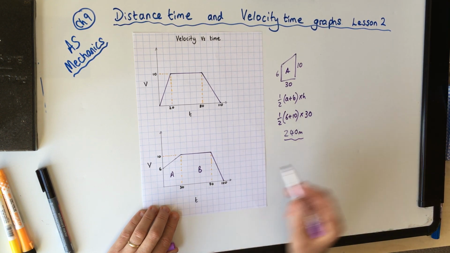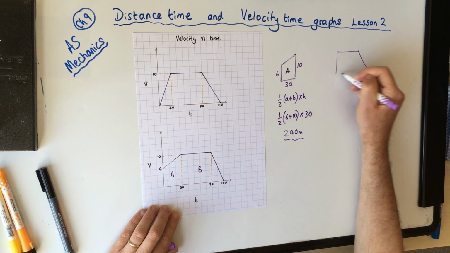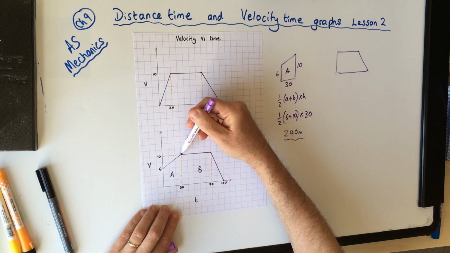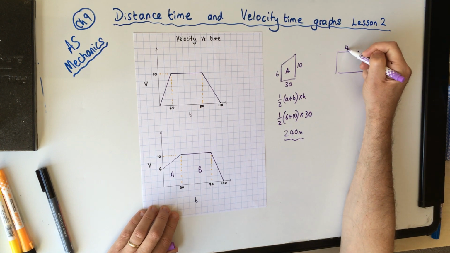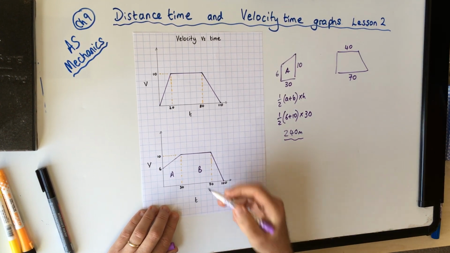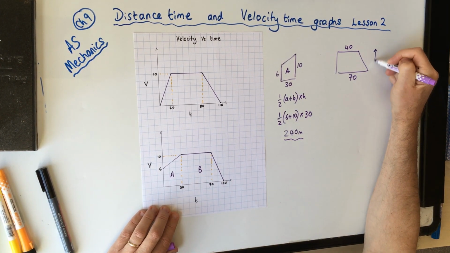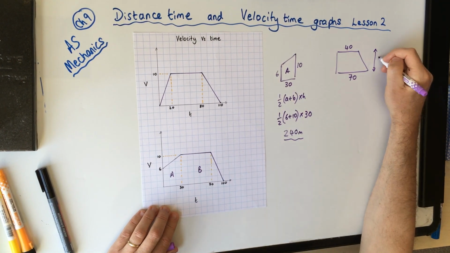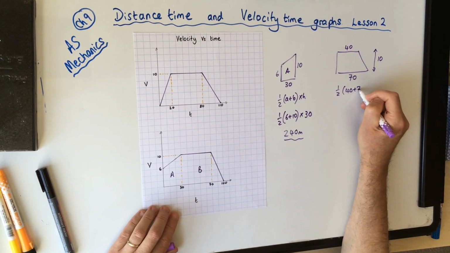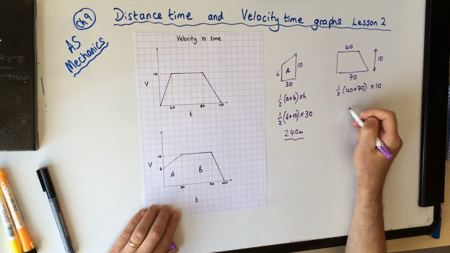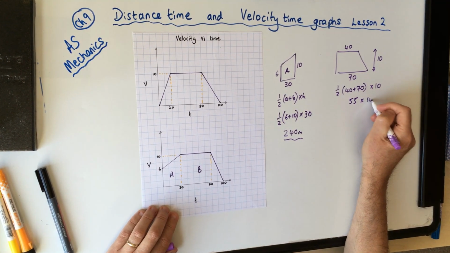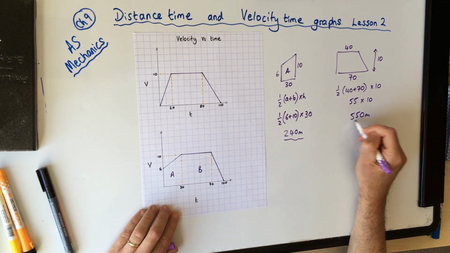This here is a trapezium now, isn't it? So I don't have to split it up into a triangle and a rectangle. I can do it all in one go. I can see that from 30 to 70 is 40, and from 30 to 100 is 70, and nice and convenient, the height of that is 10. So half of 40 plus 70 times 10. 40 add 70 is 110, halved is 55, times 10, which is 550 metres.